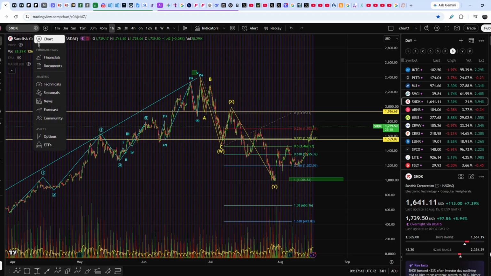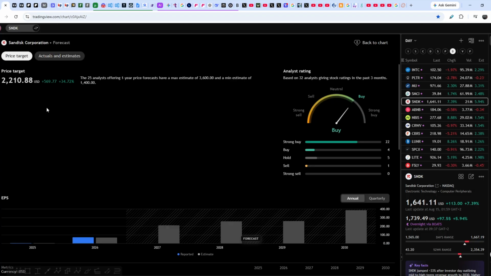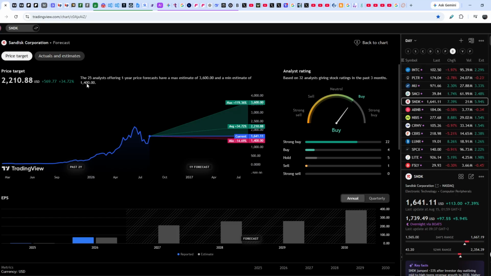Let me pay attention to the forecast from analyst firms. And among 25 analysts, we have the consensus analyst price target that is set at $2,200, which implies more than 34% of upside potential. The highest price target is set at a mind-boggling $3,600, and the lowest price target is set at $1,400. So we have quite substantial room to grow according to these analysts.